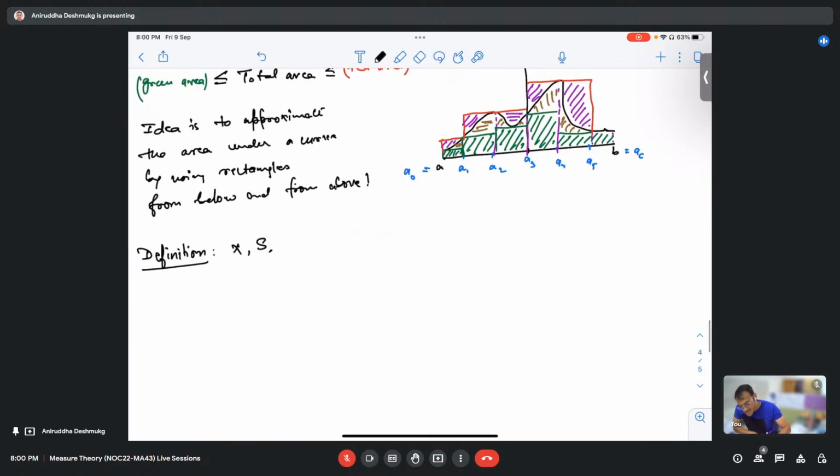Now let us take a measure space, and let us collect some subsets. Let me call it P, E1 to En. This is a collection inside S. So these are all measurable subsets. This is a measurable partition.